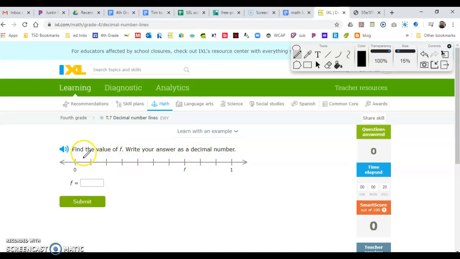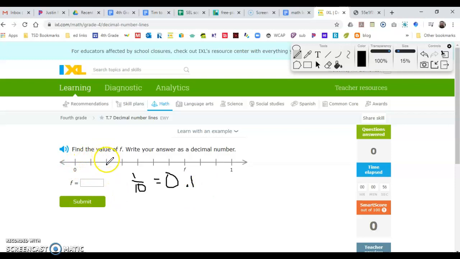Take a moment to think. How many parts is it broken up into? It is broken up into 1, 2, 3, 4, 5, 6, 7, 8, 9, 10 parts, not 11 parts. If you count all the little marks right here, you'll get 11. There's only 10 parts. Remember to count the segments, the space in between. So this would be 1 out of 10 parts, otherwise known as 1/10.